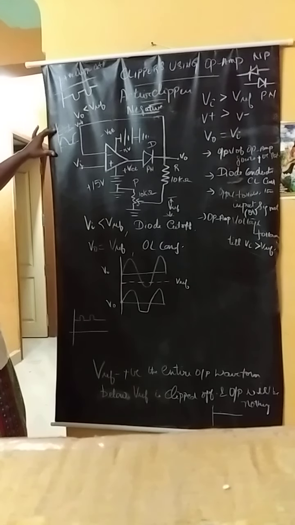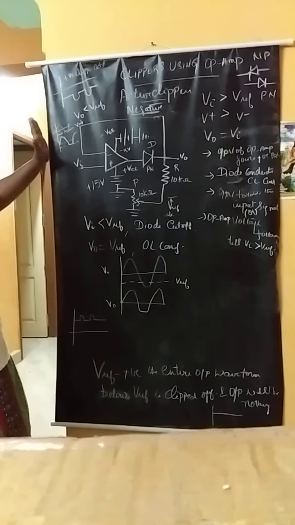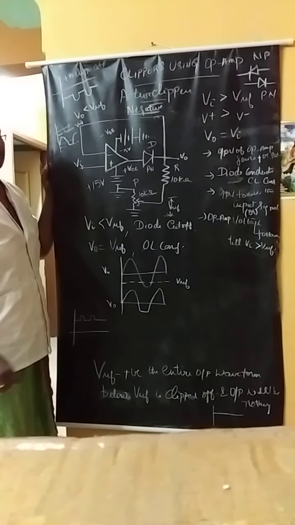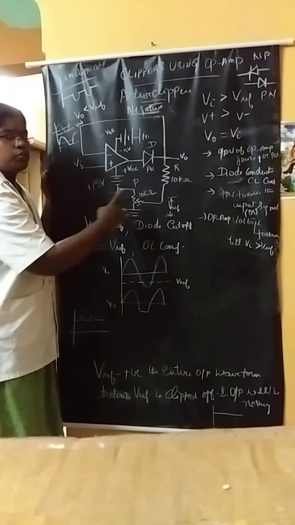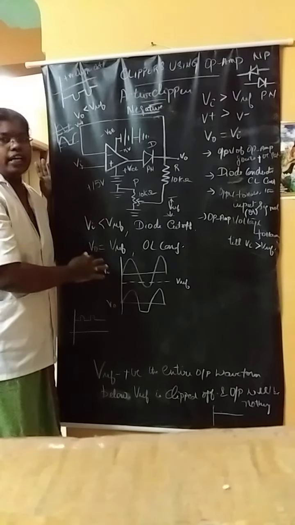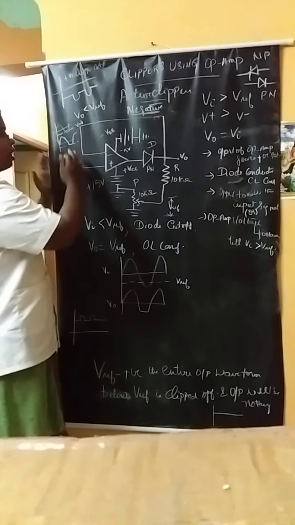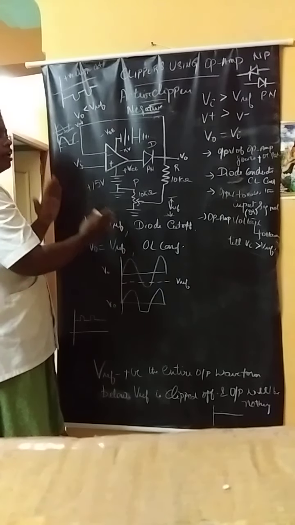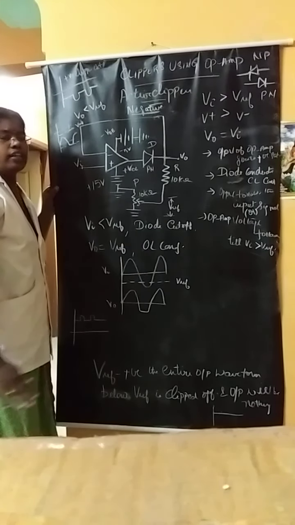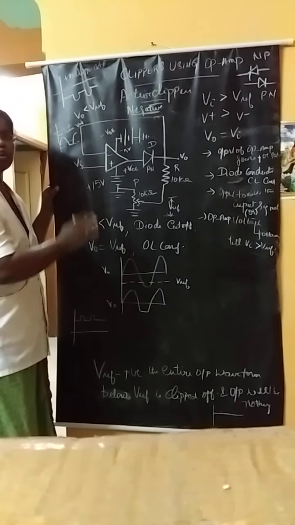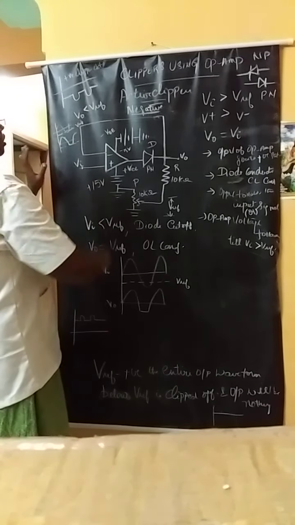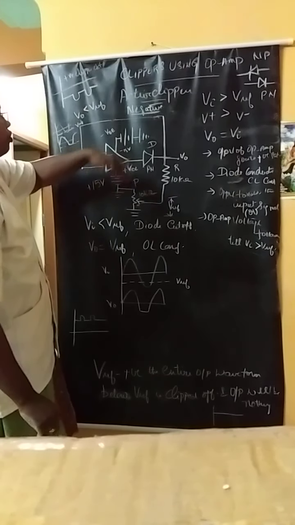This is the input signal. You are giving a sinusoidal input waveform, and you fix the reference voltage. This reference voltage determines how much level should be clipped off in the output waveform. This reference voltage only determines the level of the clipping, both in the positive clipper and in the negative clipper. Now we shall see how this circuit works.